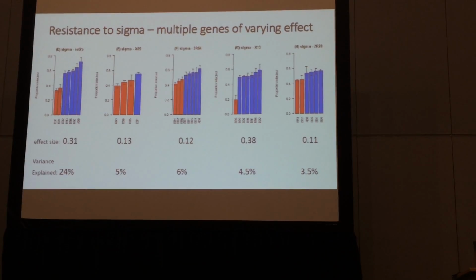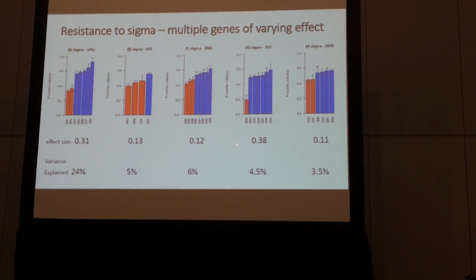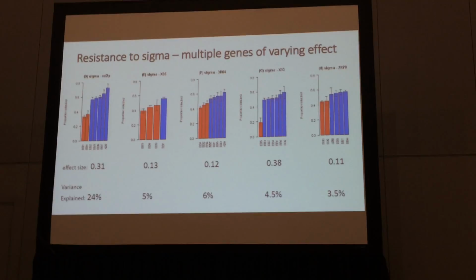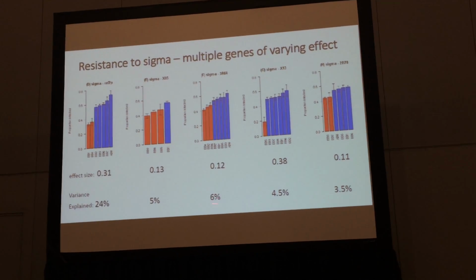For the other QTLs, you also have a large effect size. It varies from 0.11 to 0.38. And each of these QTLs explains an additional amount of the genetic variation. It varies from 3.5 up to 6%.